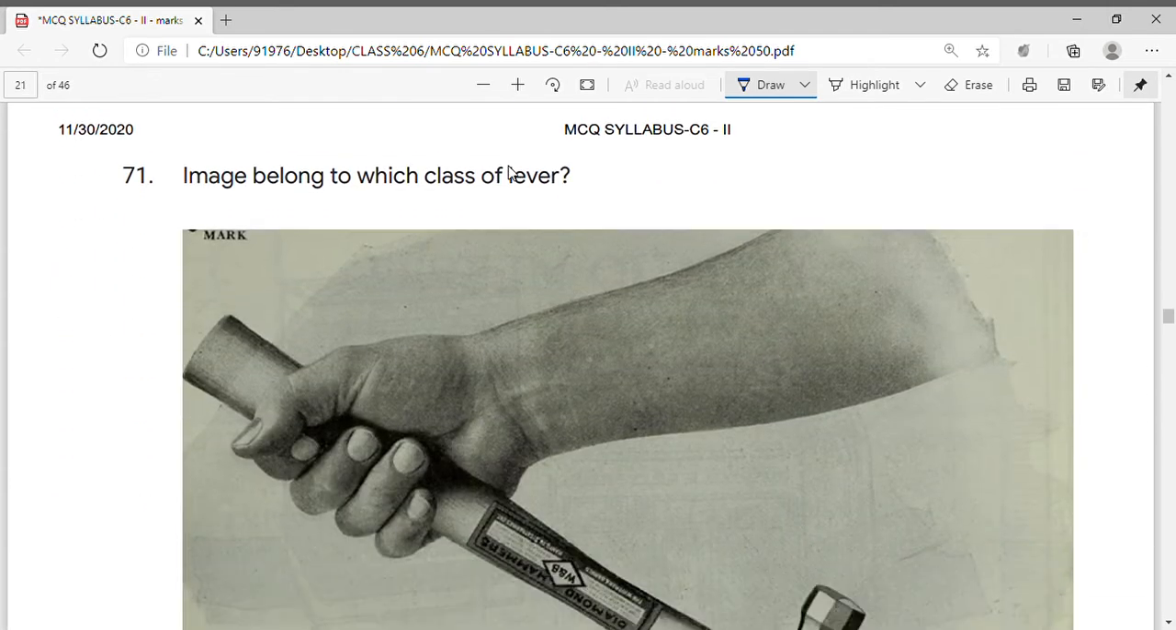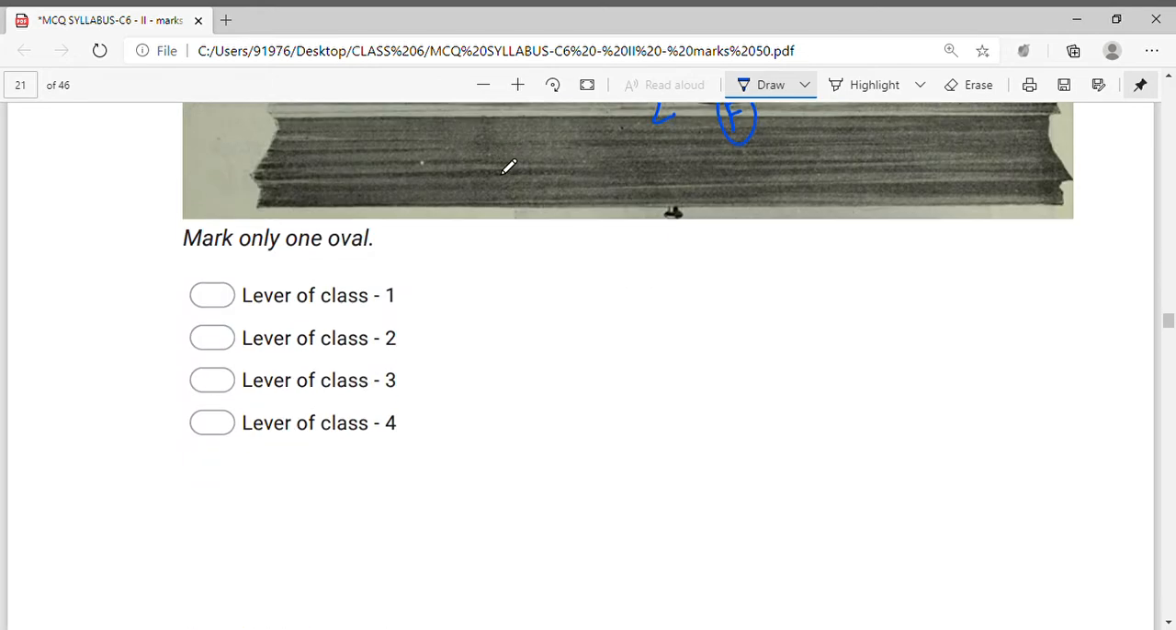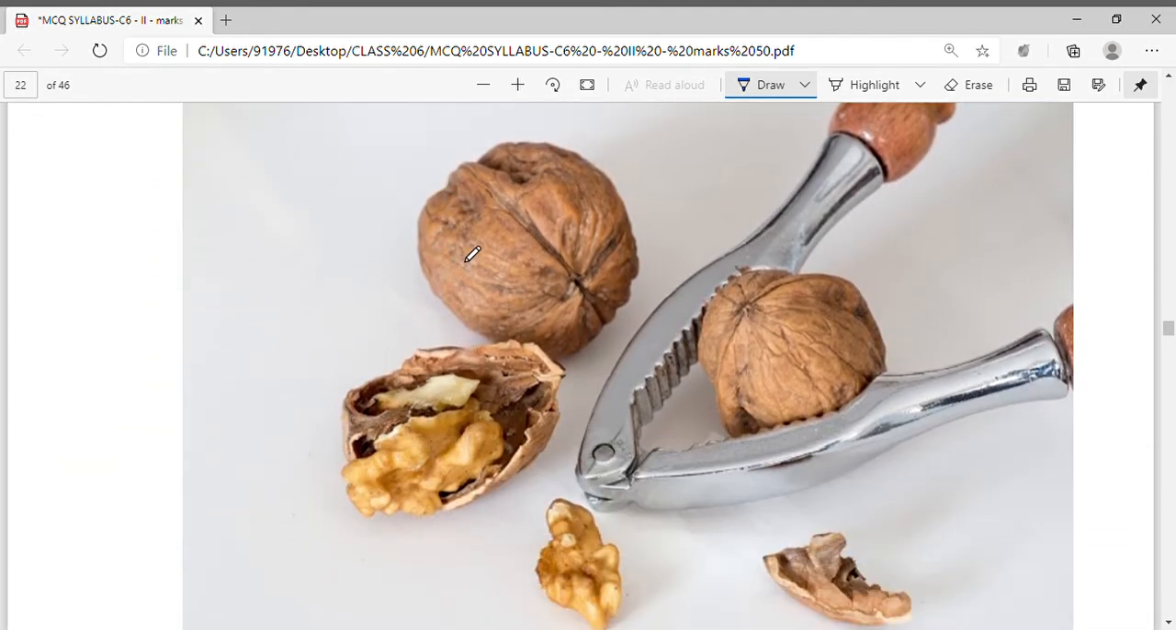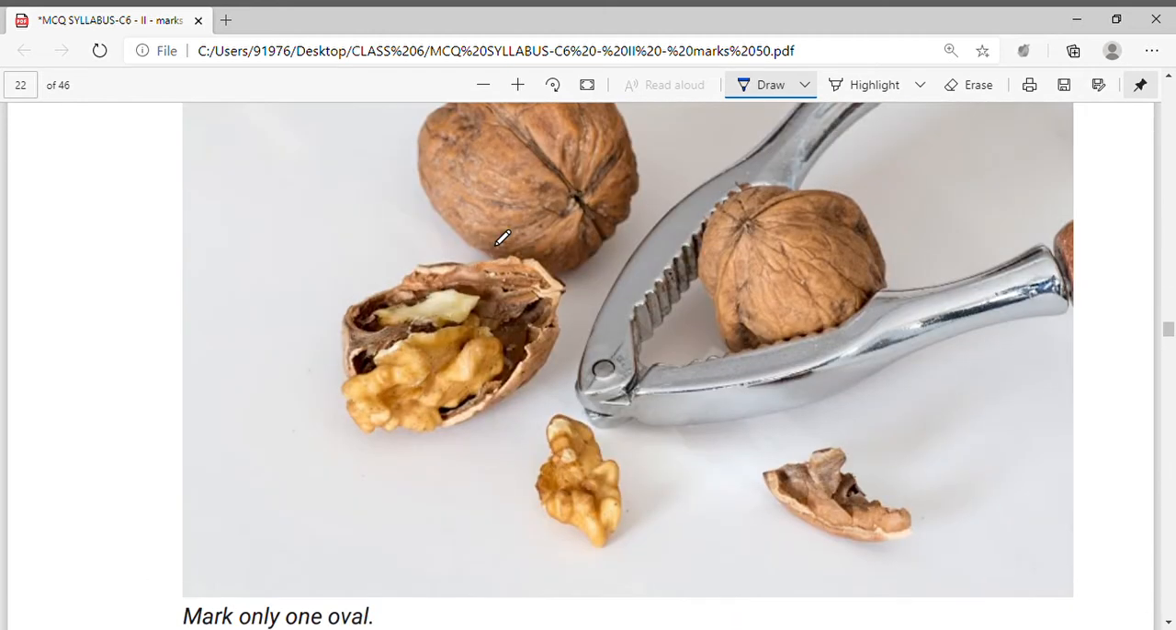The image below, to which class of lever? Here this is your load, this is your effort, and this is your fulcrum. The fulcrum is coming in between load and effort, hence it's a class 1 lever. This is a nutcracker. A nutcracker is a class 2 lever, because the load is in between the fulcrum and the effort.